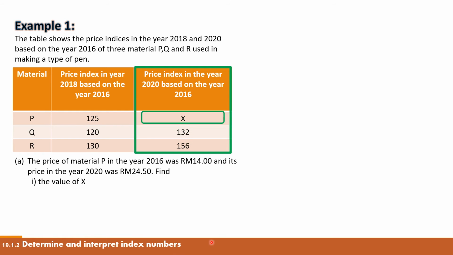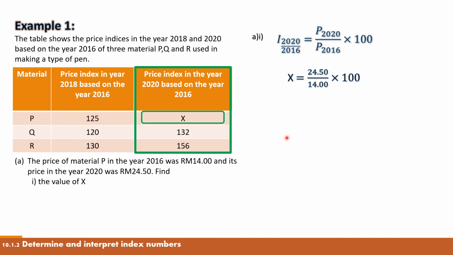Therefore, we will concentrate on this column, and we are given the price of the material P in 2016 and the year 2020. By applying the formula, the price index for year 2020 based on 2016 will be the price for 2020 divided by the price of 2016 multiplied by 100. And we will have X equals 24 ringgit 50 cent over 14 ringgit multiplied by 100, and I will get my X equivalent to 174.